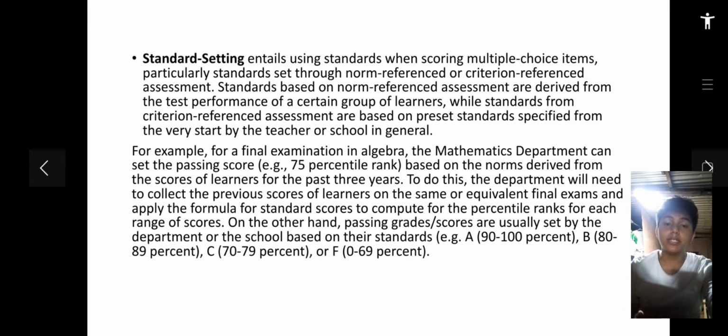So to achieve this, the department must compile the previous exam results of students who took the same or comparable final exam. So they use the formula for standard scores to determine each student's percentile rank.